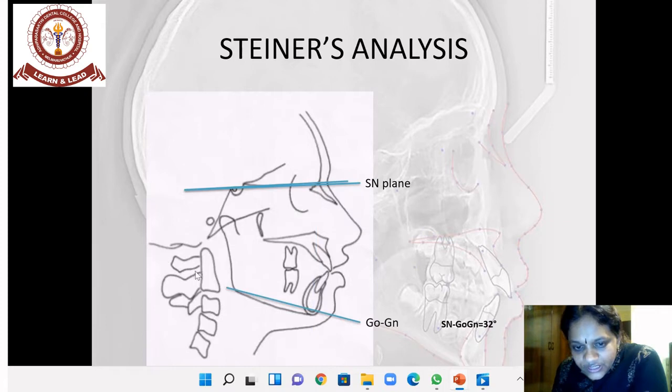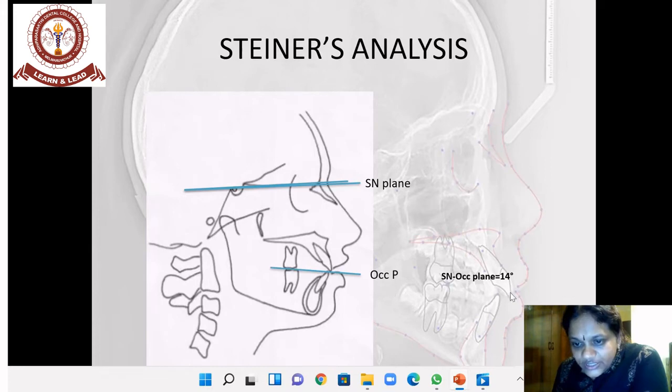Then in STEINER'S, the mandibular plane will be the line joining gonion and gnathion. And this angle will be 32 degrees for our average patient. If it is a case of open bite, it will be increased, and we will say that type of patient is a vertical grower, and this will be reduced in the case of horizontal growers.